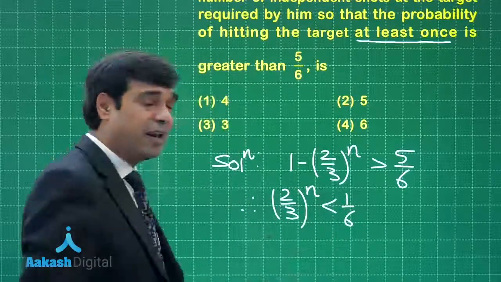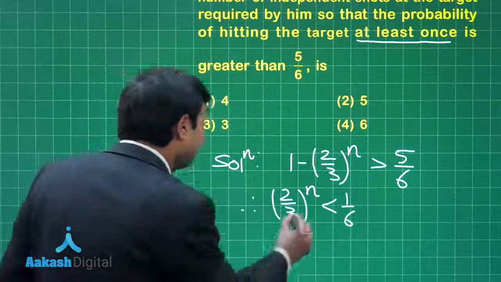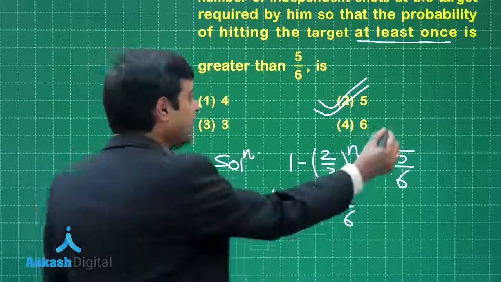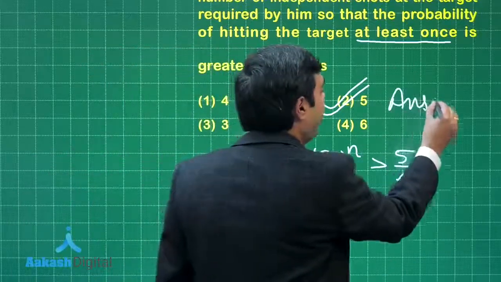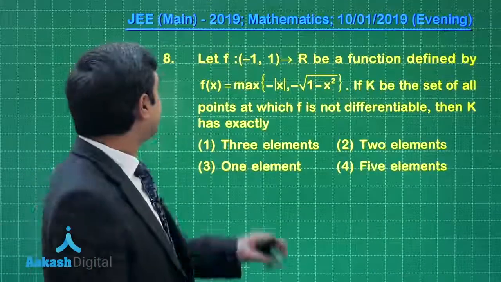Keep on substituting the values for n. You observe the minimum value of n comes out to be 5, for which first time you observe it is less than 1 by 6. So, correct answer for the question is option number 2. Let us move on to the next question of this paper.